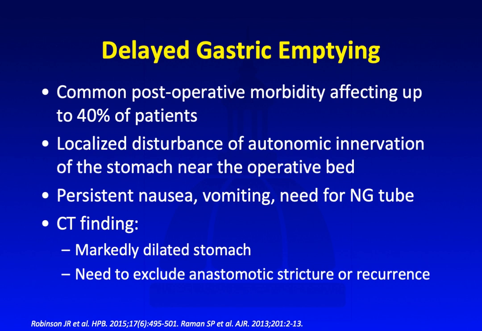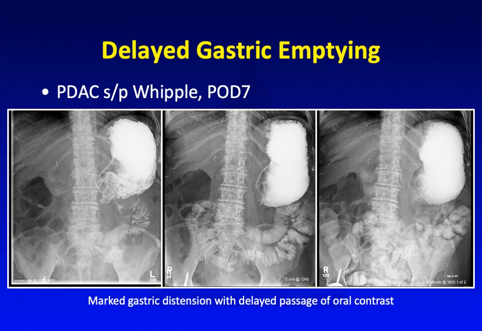On CT, we will see a markedly dilated stomach, and we need to look very carefully to exclude an anastomotic stricture or recurrence. This is a patient who had PDAC status post-Whipple, post-op day 7, and this is an upper GI small bowel follow-through, and you can see that this is the immediate overhead. We can see that practically all of the contrast sits in the stomach with very little going into the efferent loop. And this is a 75-minute delay. We see most of the contrast is still held up in the stomach.